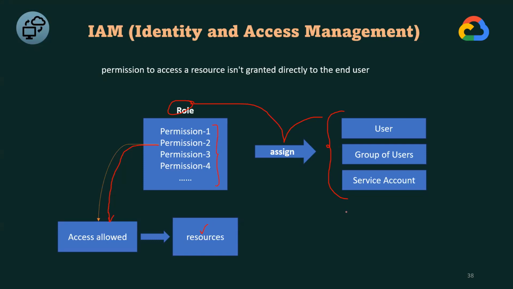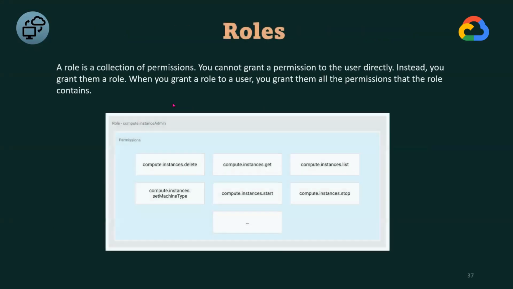And now, sir, there will be some people who will ask, sir, can I assign a permission to the user? A role is a collection of permissions. You can't grant a permission to the user directly. Sir, I have only one permission. I want that permission to be assigned to the user. Can I do it? No. Even though you have only one permission, you create that permission as a role, and then only you assign it to the user.